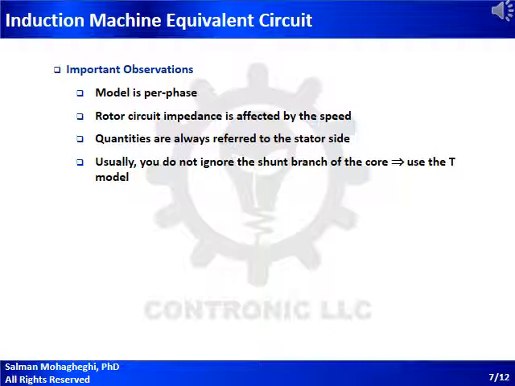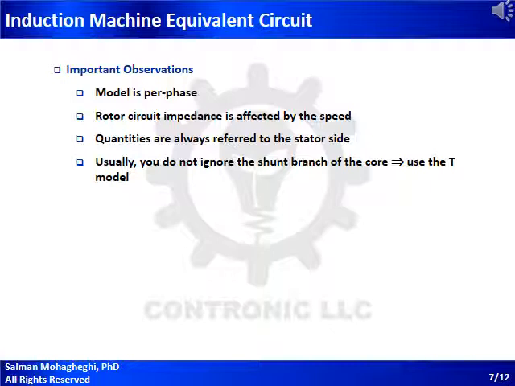Another difference between the induction machine model and the transformer model is the rotor impedance value. In a transformer, all impedances are fixed. In an induction machine, however, because of the impact of speed variations on the rotor parameters, the impedance is going to be variable. It's going to be a function of slip or a function of speed.